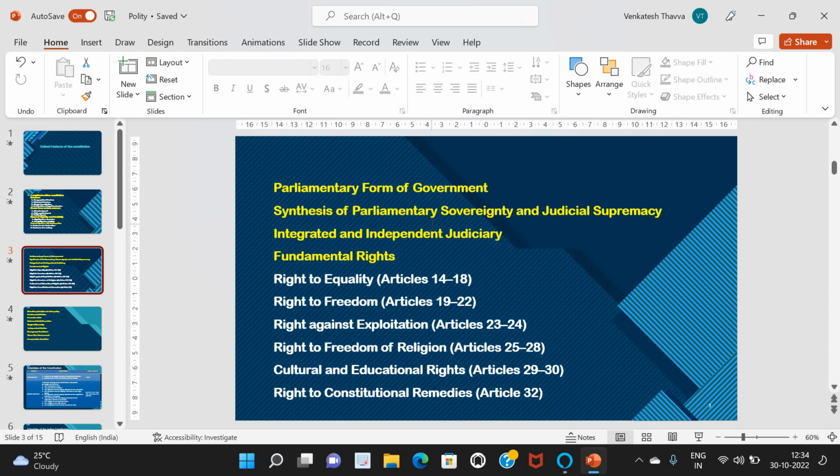Next, coming to synthesis of parliamentary sovereignty and judicial supremacy. The doctrine of sovereignty of parliament is associated with the British Parliament, while the principle of judicial supremacy is associated with the American Supreme Court. Therefore, the framers of the Indian Constitution have prepared a proper synthesis between the British principle of parliamentary sovereignty and the American principle of judicial supremacy.